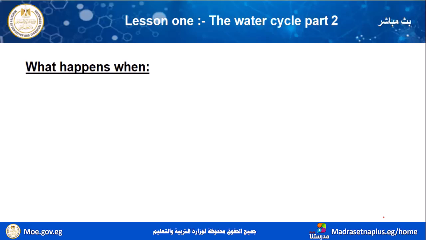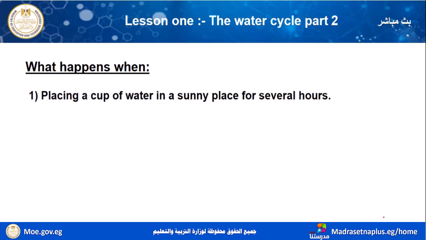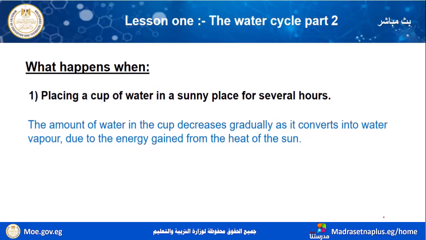Another question, what happened when? Number one, placing a cup of water in a sunny place for several hours. The amount of water in the cup decreases gradually as it converts into water vapor due to the energy gained from the heat of the sun.